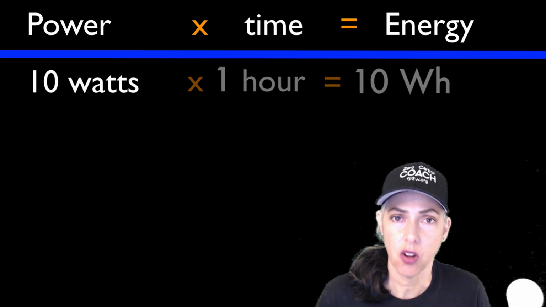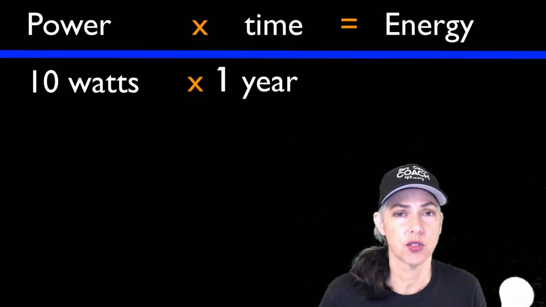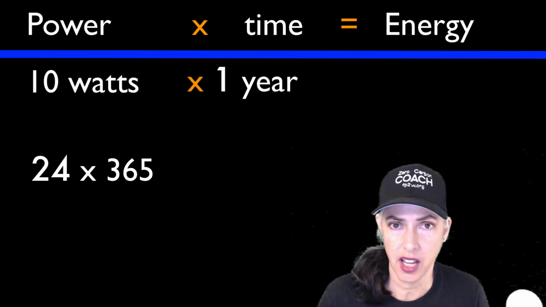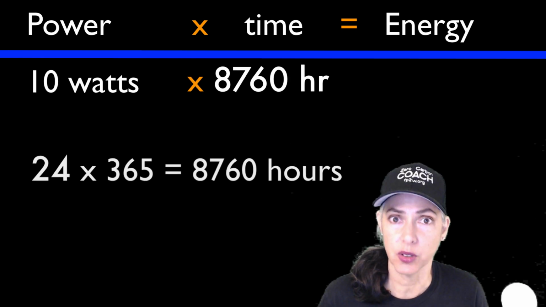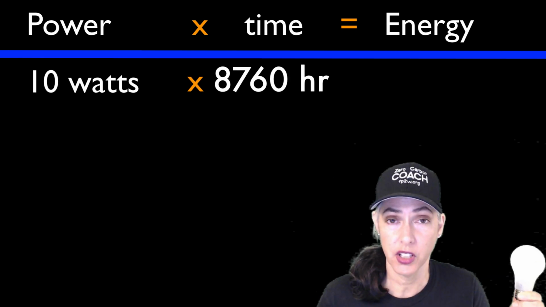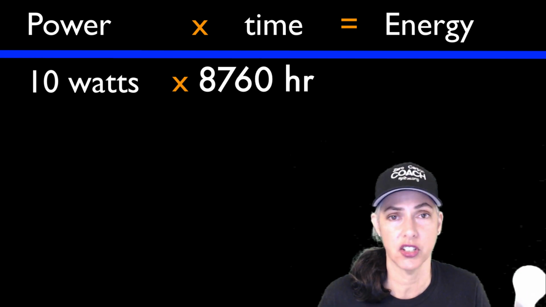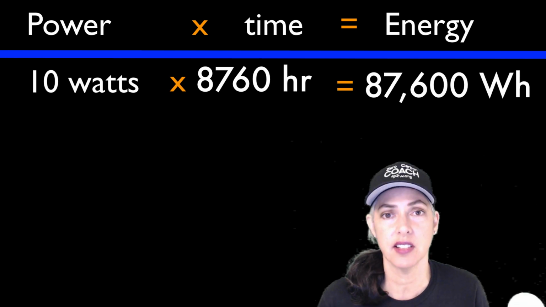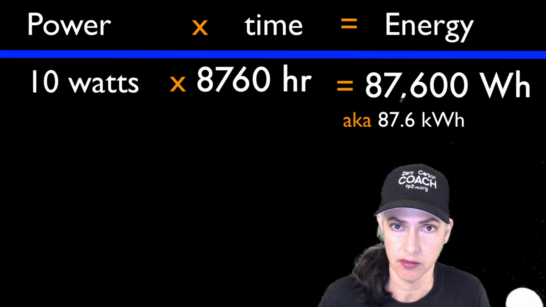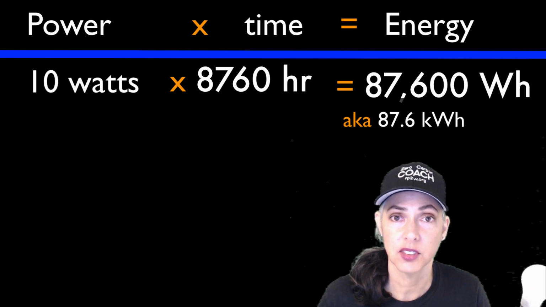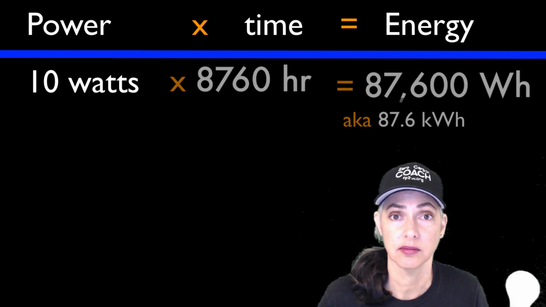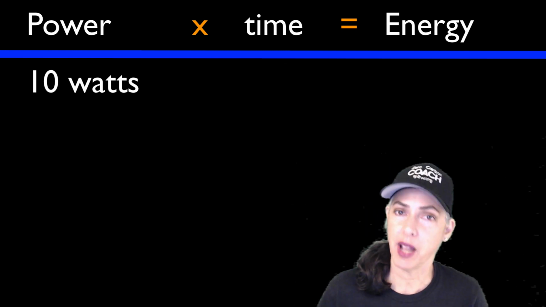What if you want to keep it on all year? Well, a year has 24 hours, 365 days, or 8,760 hours. So keep it on all year, it's 10 times 8,760, or 87,600 watt hours in that year. But it's still a 10-watt bulb. It's always 10 watts.